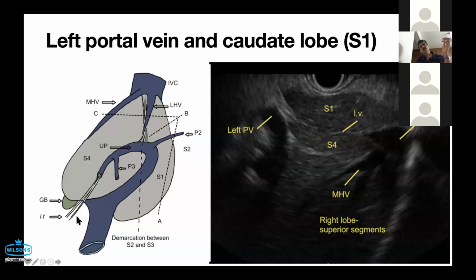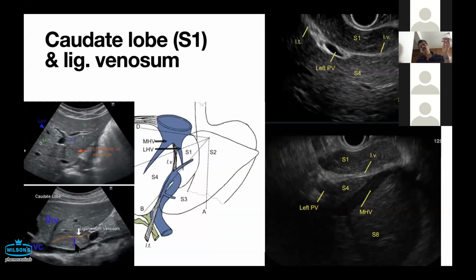You would recognize separating segment 2 from segment 1 or the caudate lobe. But on EUS, we are imaging from oblique. So we see segment 1 and segment 4 in the same direction. We cannot demonstrate segment 2 and segment 1 together, unlike a transabdominal ultrasound.